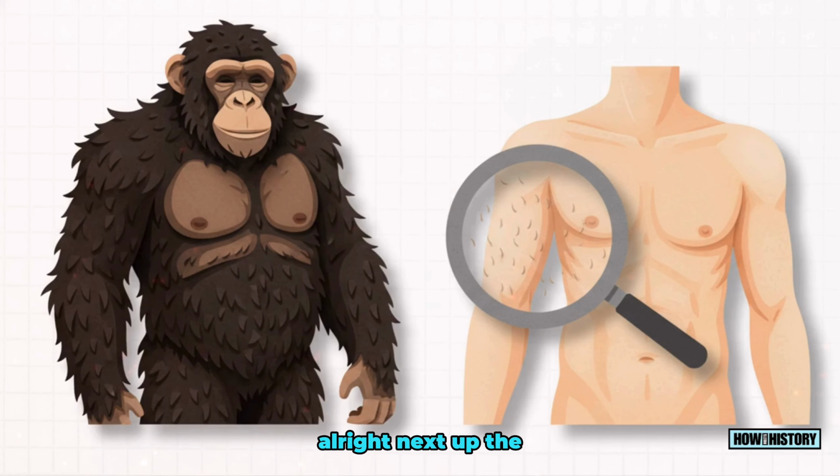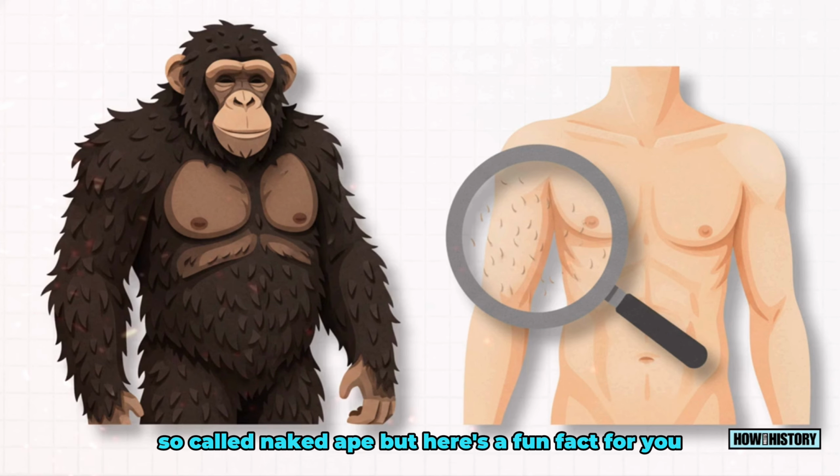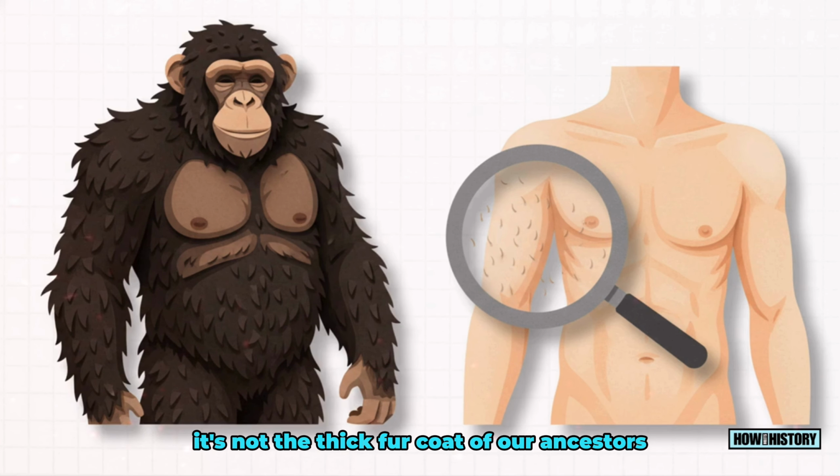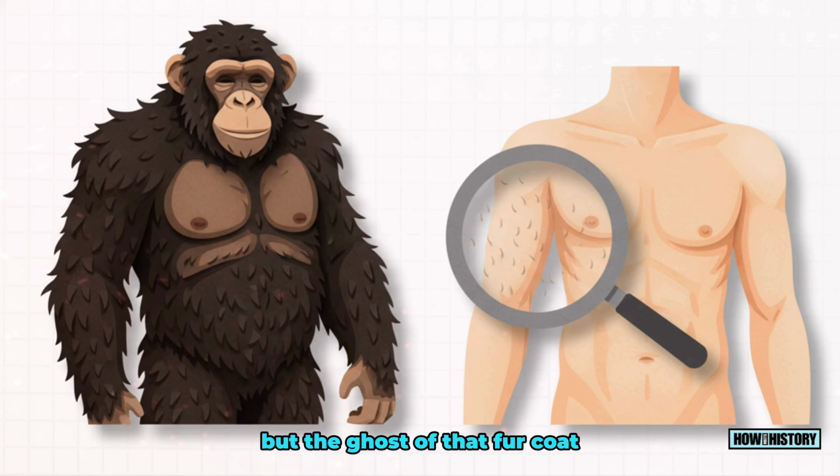All right, next up, the so-called naked ape. But here's a fun fact for you. Humans actually have about the same number of hair follicles as chimpanzees do. The big difference is that most of our hair is just that super fine, short stuff. It's not the thick fur coat of our ancestors. But the ghost of that fur coat makes an appearance every single time you get goosebumps.